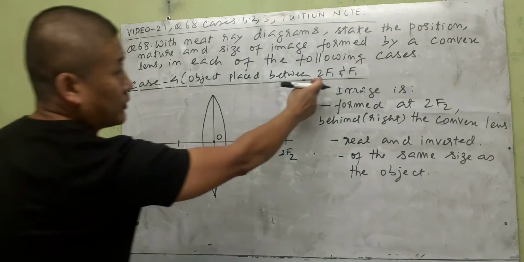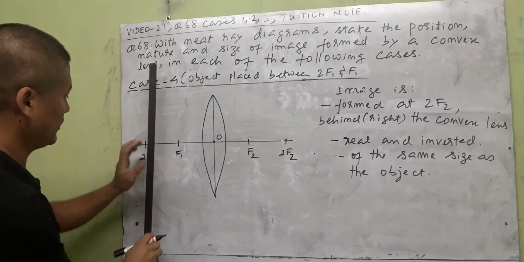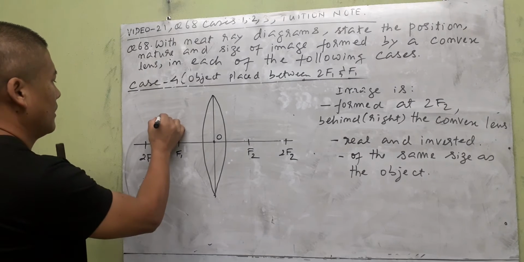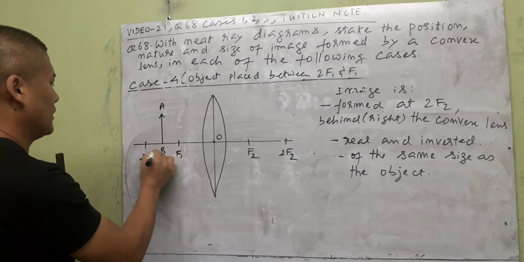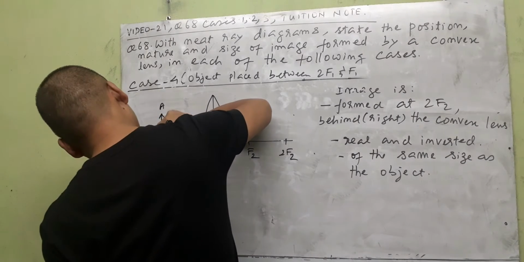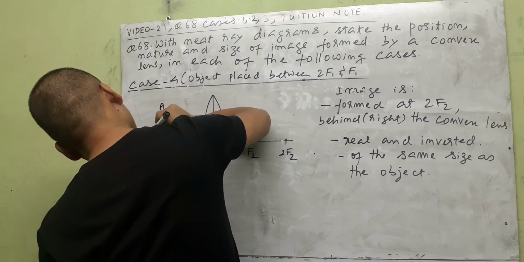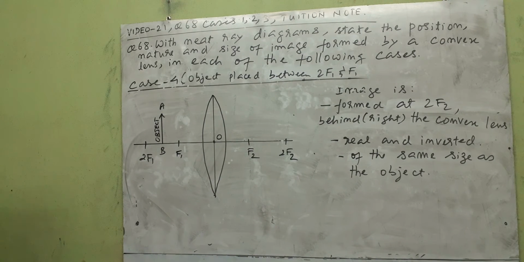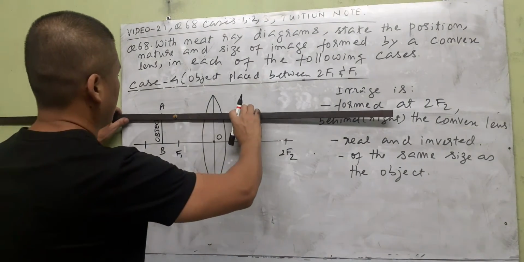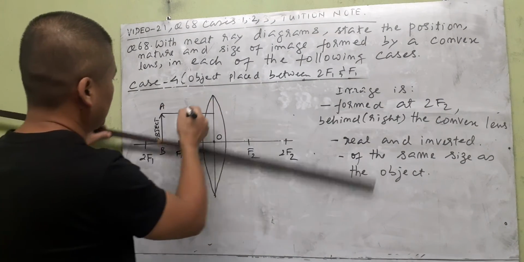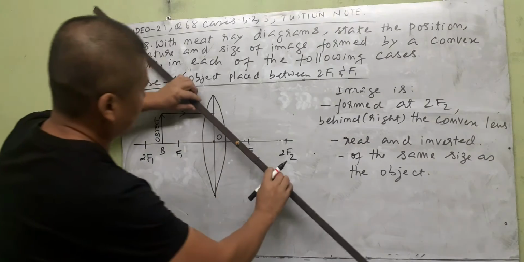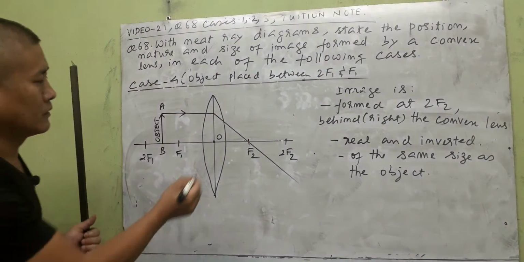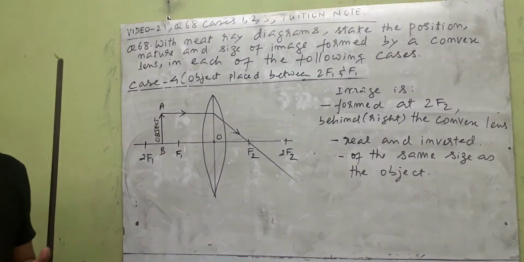Object is between 2f1 and f1, so 2f1 is here. Between that you place your object. Medium size is okay. Object AB, let us say. So we can write here, if you want, object. And we need to draw a ray parallel from the top, one incident ray comes, then up to the middle of the lens, and we know the rule by now, it will bend and go to the focus, right? So draw, don't forget to put the arrow.